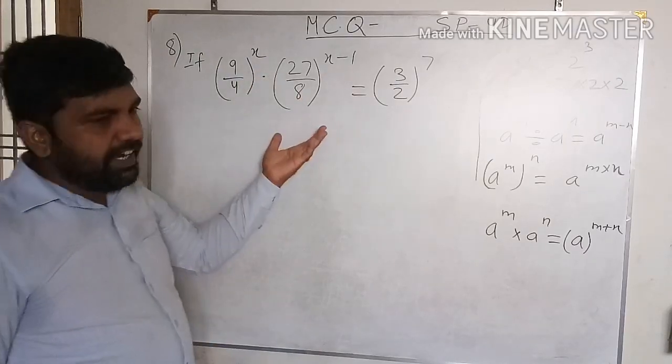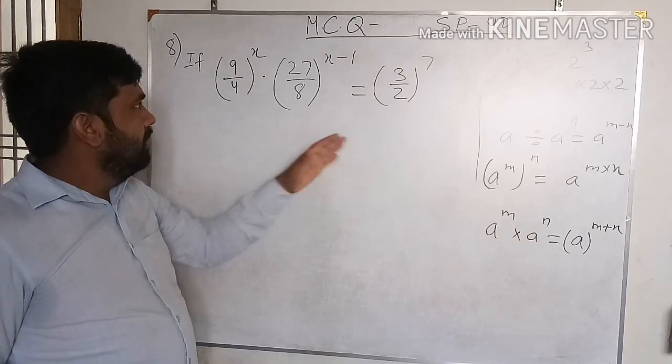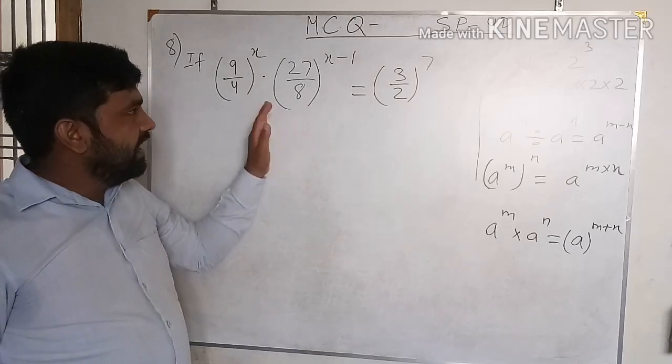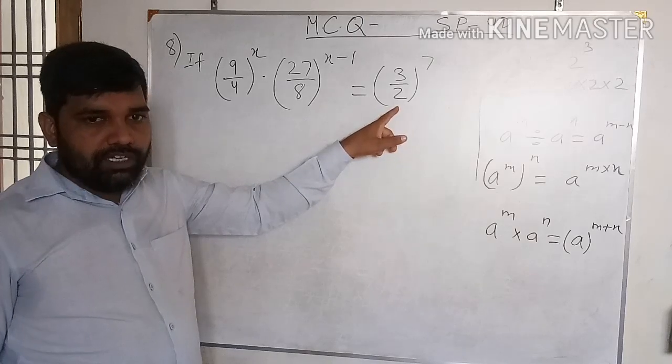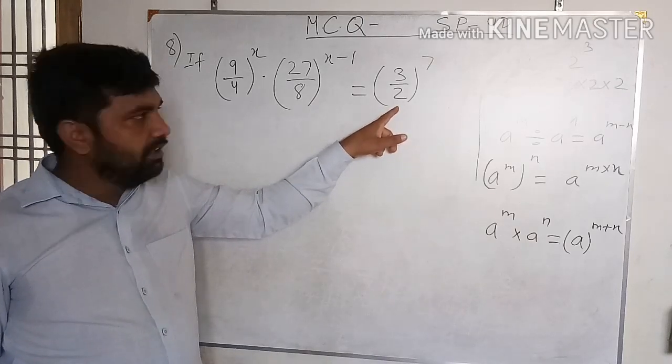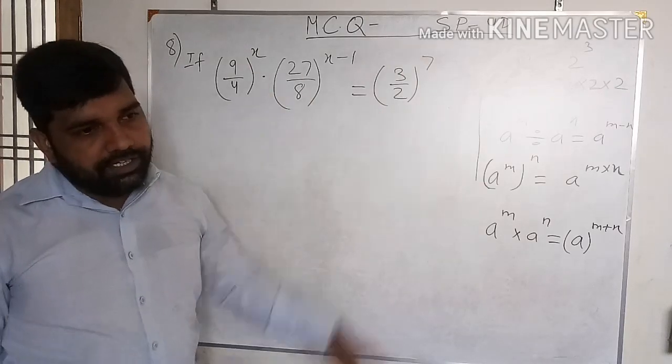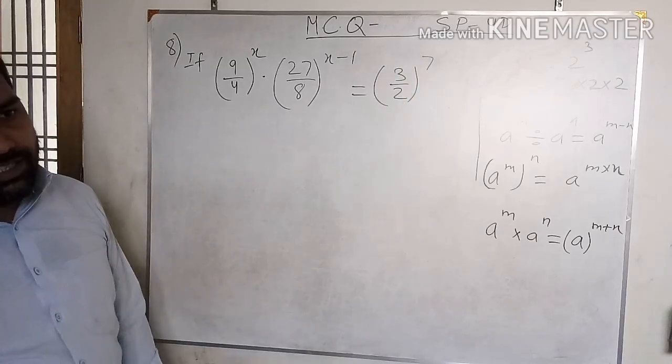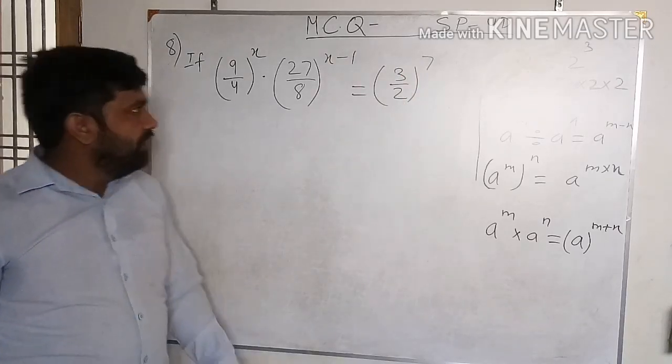So again we simplify it first. We solve this equation. We make the base of the left hand side exponent as 3 by 2. And what is the base of the right hand side exponent? And after that we compare the index of both left hand side and right hand side exponent. Okay. So first we simplify.